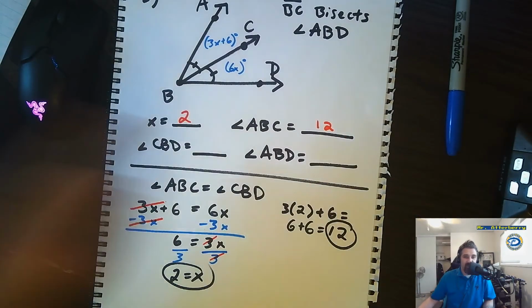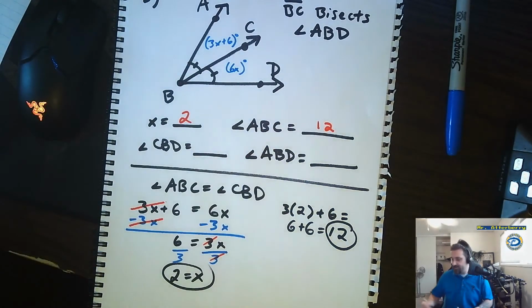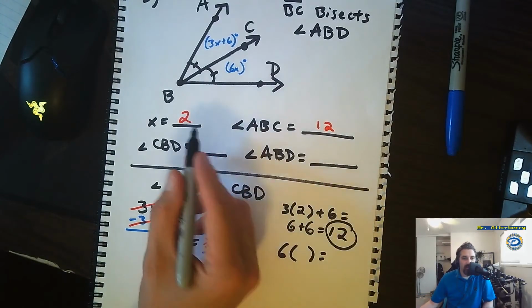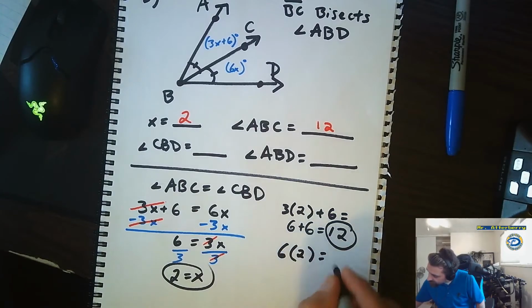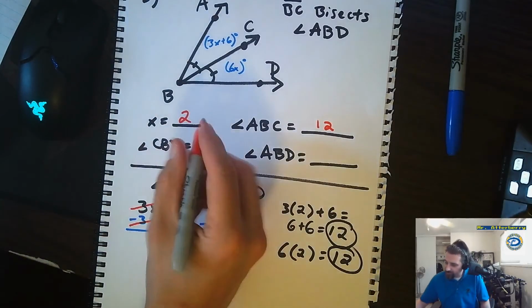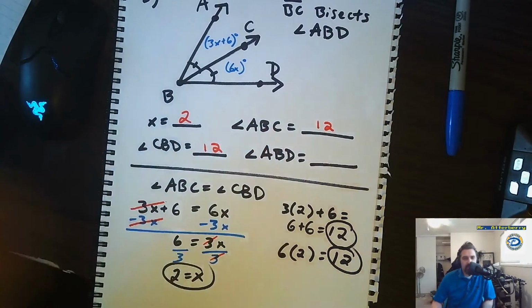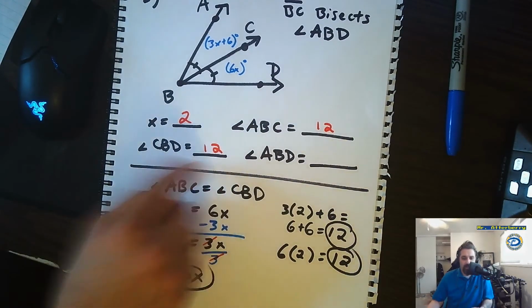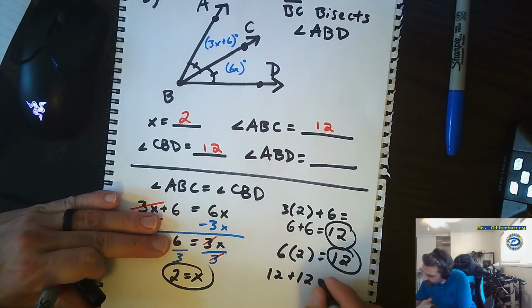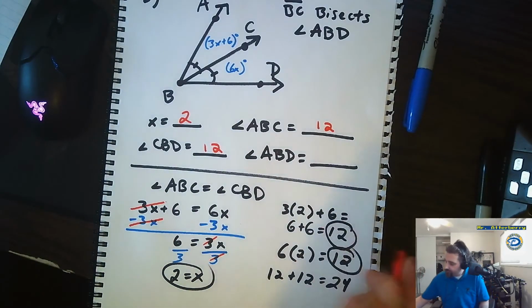Now I'm going to make the assumption that CBD is also going to be 12, and let's take a look. That says 6 times x, but instead of x, we're going to say x equals 2. And what do you know? It's also 12. So then the big angle, ABD, is just simply this angle plus that angle: 12 plus 12. We get 24.